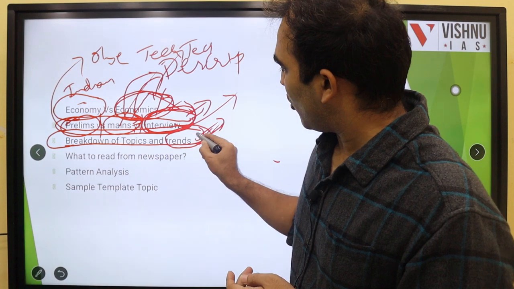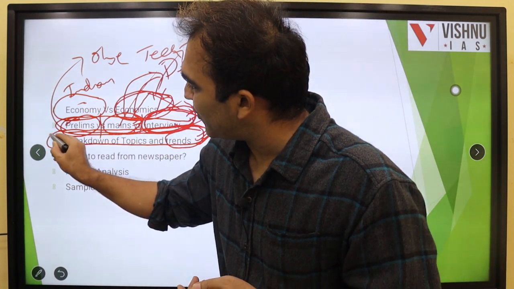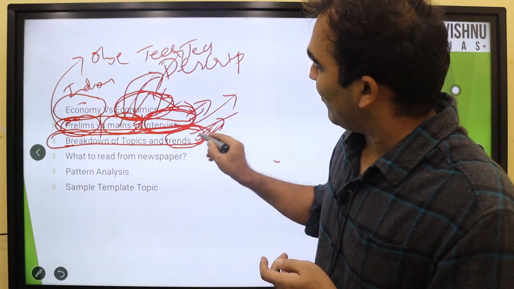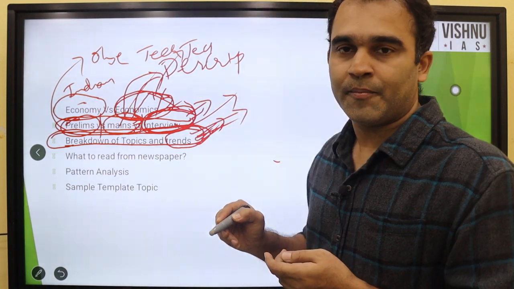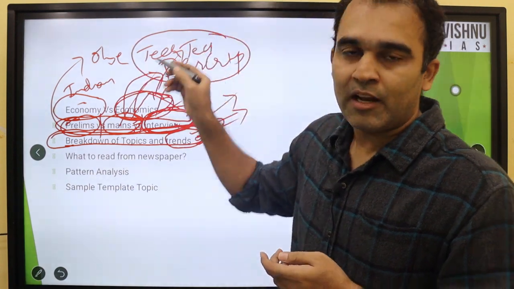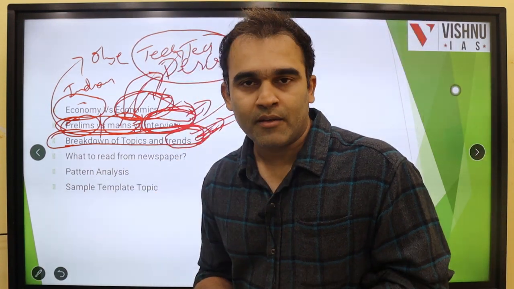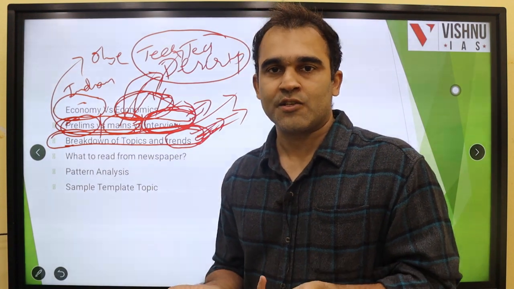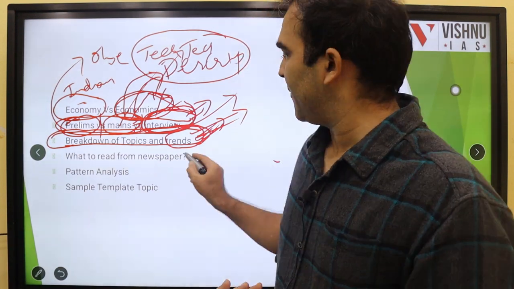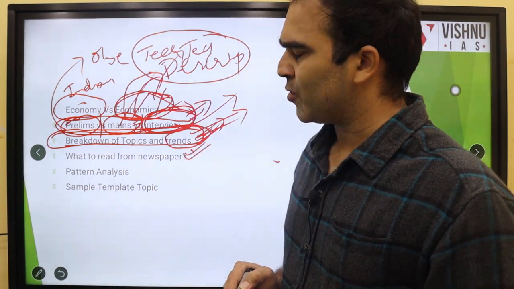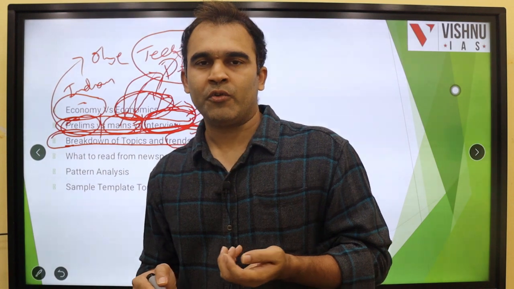So while we are talking about the breaking down of topics, and after breaking down, while we are looking at the trends, this is what I'll be helping you with. I'll be helping you with how to look at economy and how to simplify the economy module as such. And this is another thing: what to read from the newspaper.